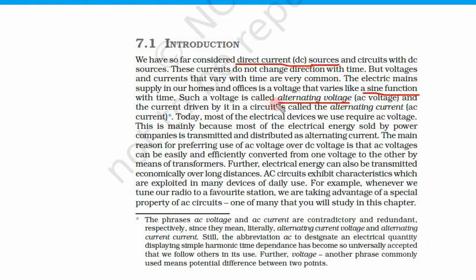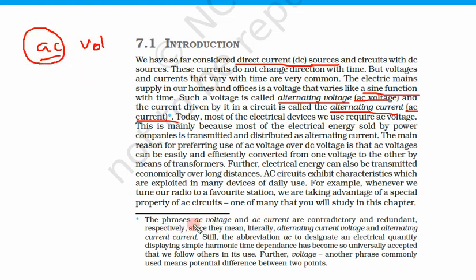And the voltage is called alternating voltage. In short, we always write this AC voltage, and current driven in the circuit is called alternating current, AC current. But one thing we have to note: when we write AC voltage, it means alternating current voltage.